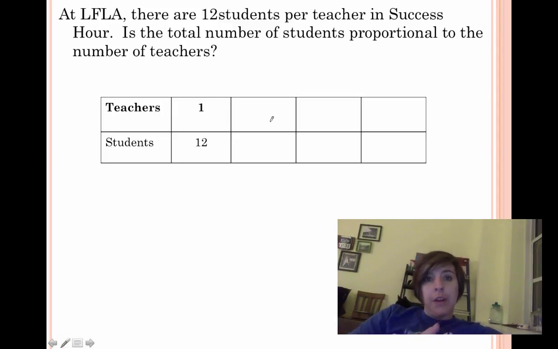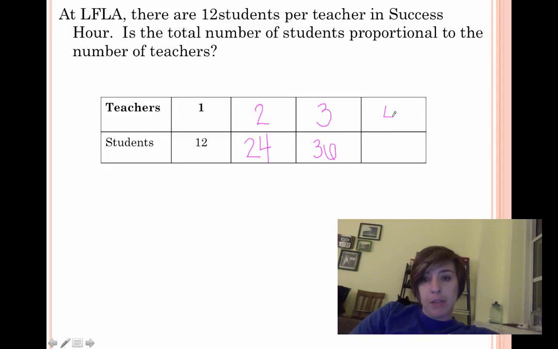All right, so if there are 12 students per teacher, that means for each one teacher in success hour, there are 12 students. So if it's just me, I have 12 kids in my class. If it's me and Mr. Stevens, total, there's 24 kids we are teaching. If it's me and Mr. Stevens and Mr. Cook, total, that would be 36 students we are teaching.